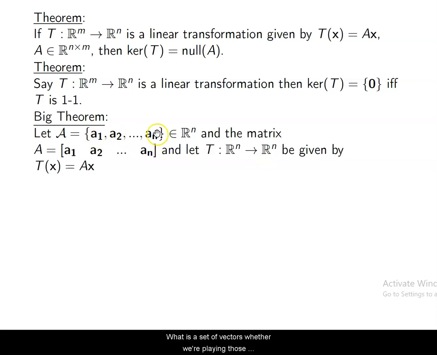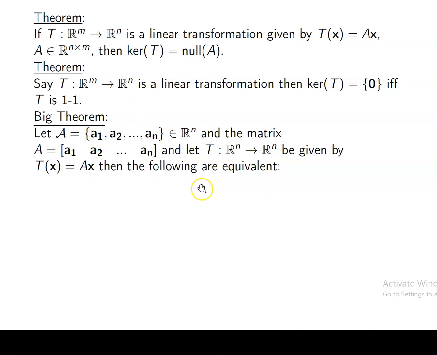Whether it's a set of vectors, whether we're putting those into a matrix, whether we're calling that matrix a linear transformation, or we take that linear transformation and we take its columns and then turn it just into a set of vectors, they're all the same, right? It all feeds into each other. Then the following are equivalent, meaning if one of these is true, all of them are true. This also means that if even one of these is false, all of them are false as well.